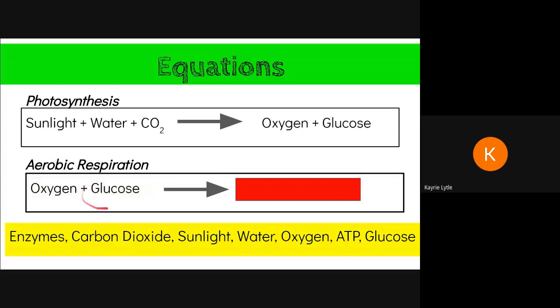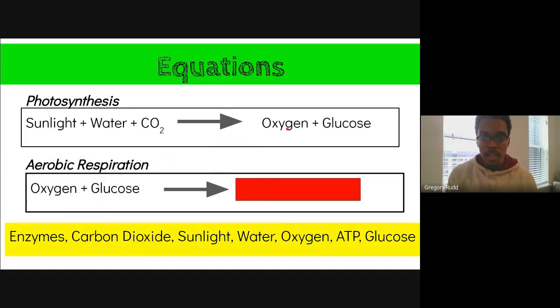Okay, so we've got oxygen and glucose. Now, look at this before I go any further. The products of photosynthesis are the reactants of respiration, of aerobic respiration. I literally just took them from over here and put them down here. That's important to note.